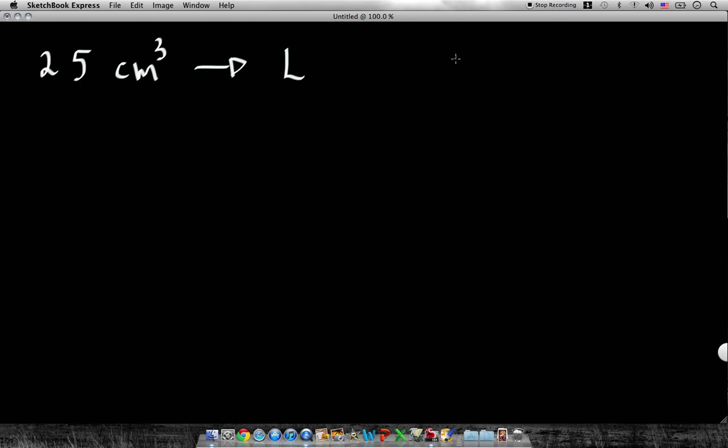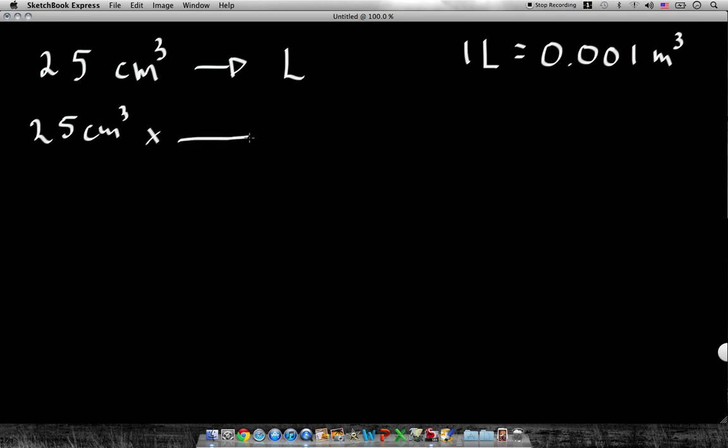So both are clearly volume units. And now the only thing that I'll give you is that 1 liter is equal to 0.001 meters cubed. Okay, so notice that there's no centimeters here at all. So how do I deal with this question? Well, I can write down centimeters cubed, and what I'm going to do is I want to try to convert somehow to liters. Now, I may not know how to do that as a student.